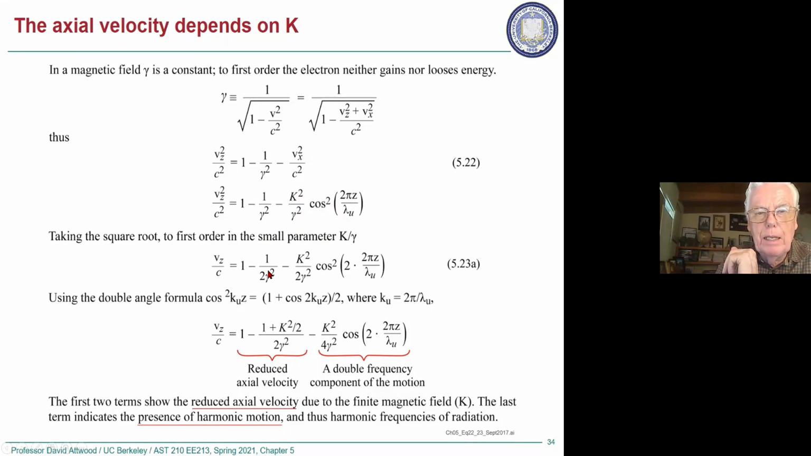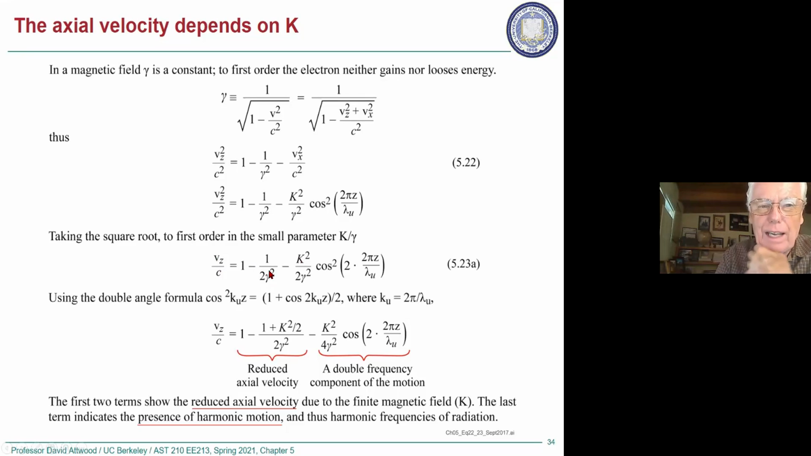That's what it would be if there were no magnetic field. So if K was 0, we would see that vz is very close to c. In fact, you could use this. Just test yourself, you can do it while I'm talking if you want. What is vz over c? How close to unity is it? It's only off by this number.